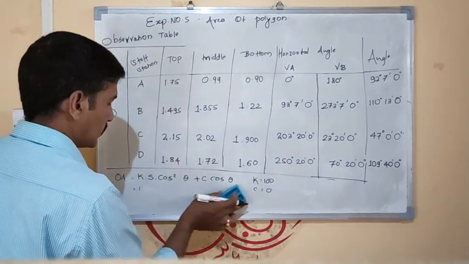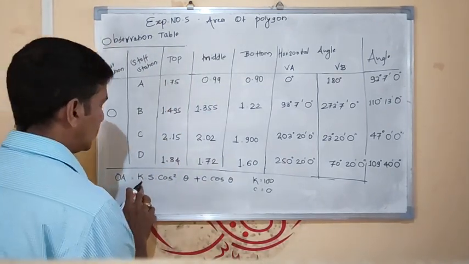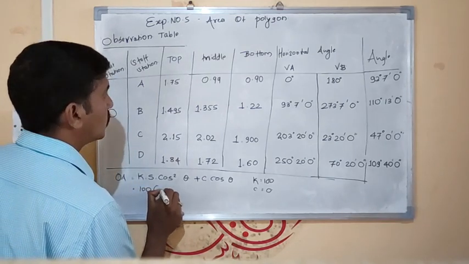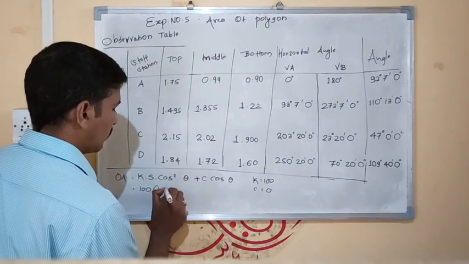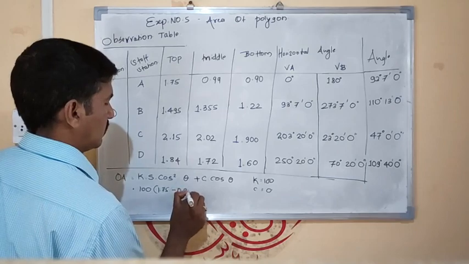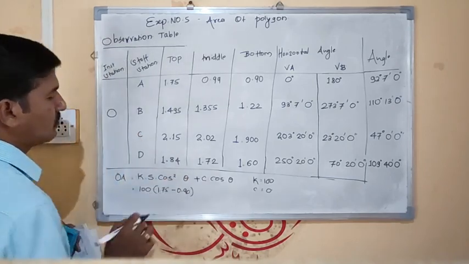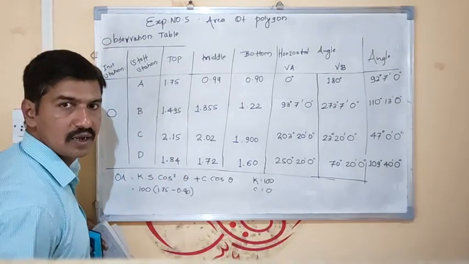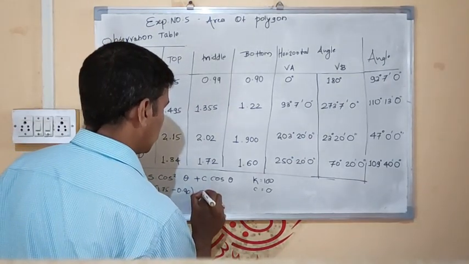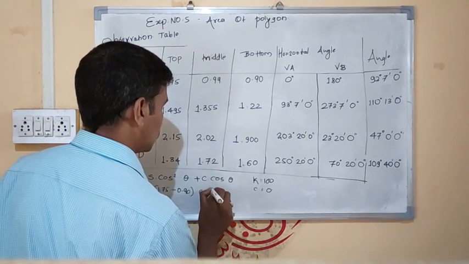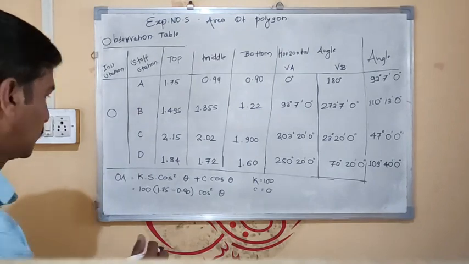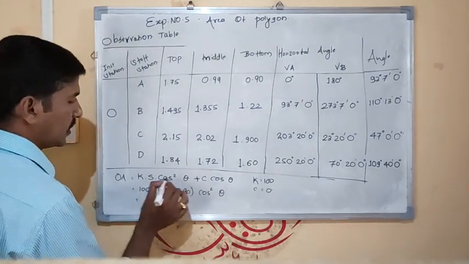So here, K is equal to 100, S will be equal to 1.75 minus bottom hair reading 0.9. Here cos square of theta, cos is your vertical angle, so I have not taken any vertical angle, so it is just cos square of 0. So you will get cos square of 0 as 1. So this is your OA.